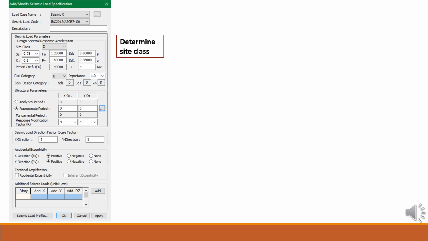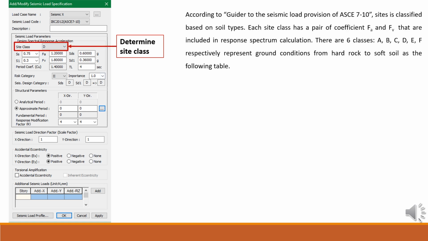Determine site class. According to the Guide to the Seismic Load provision of ASCE 7-10, sites are classified based on soil types. Each site class has a pair of coefficients FA and FV that are included in the response spectrum calculation. There are 6 classes, A, B, C, D, E, F, which respectively represent ground conditions from hard rock to soft soil, as in the following table.